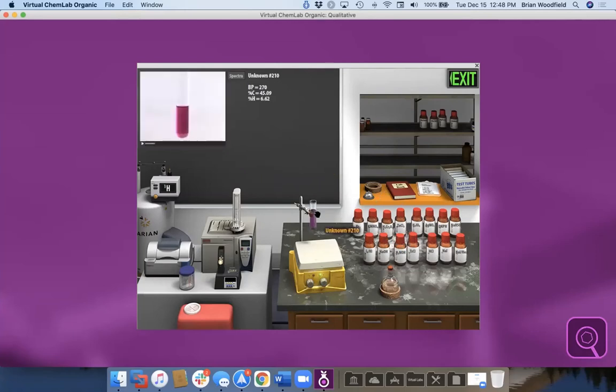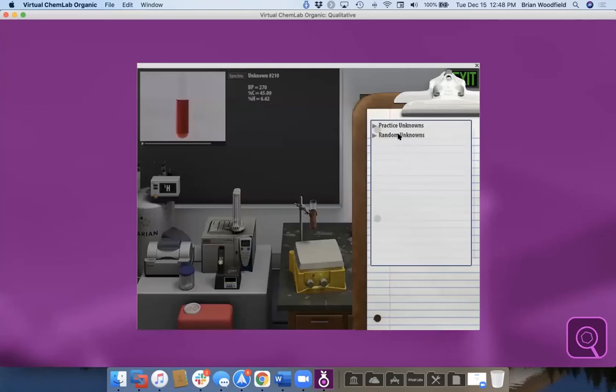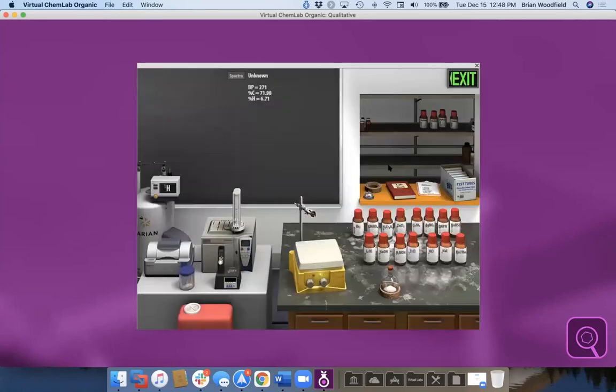So students can come over here and do that. What they would do is write a manual report: hey, I got unknown number 210, and this is what I think I have. We also have the ability to come over here and do random unknowns, aldehydes.